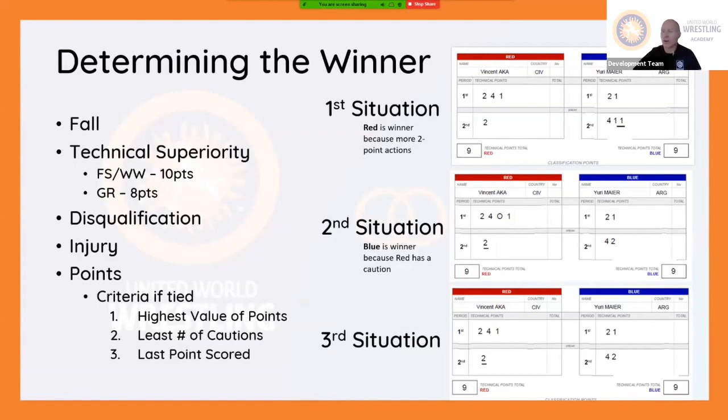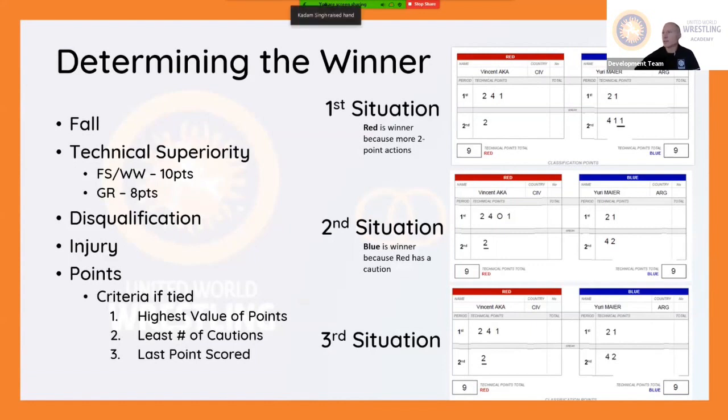A lot of times we get caught off guard, and I know that sometimes even coaches think, well, hey, we scored last. Well, keep in mind that scoring last is the last criteria step. It's not the first. We have to go through these other two to determine who the winner is. In this case, red had a caution, everything was tied, so Yuri is the winner, despite Vincent scoring the last point.